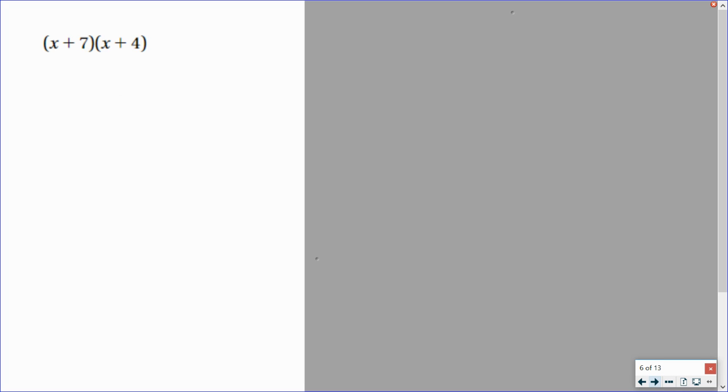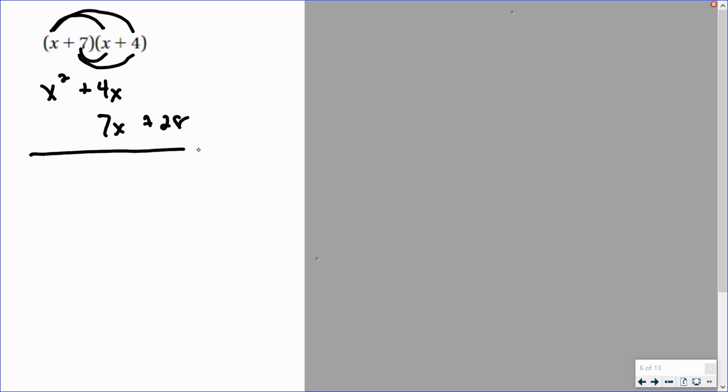Same problem, same type of problem, same structure. Again, I'm going to do it above here. So that's what I've gotten so far. Now I do below. 7 times x is 7x. 7 times 4 is 28. x squared, 11x, 28.